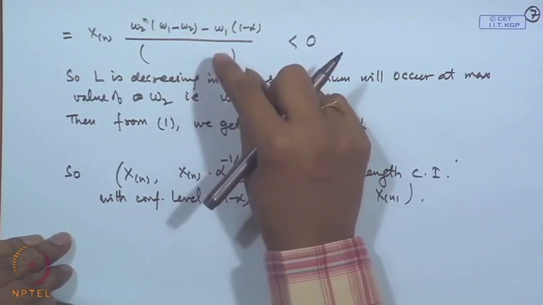So, here I have shown through direct optimization that this is the shortest length interval. I have actually minimized the length of the interval here. Let me give one more example here of an exponential distribution.